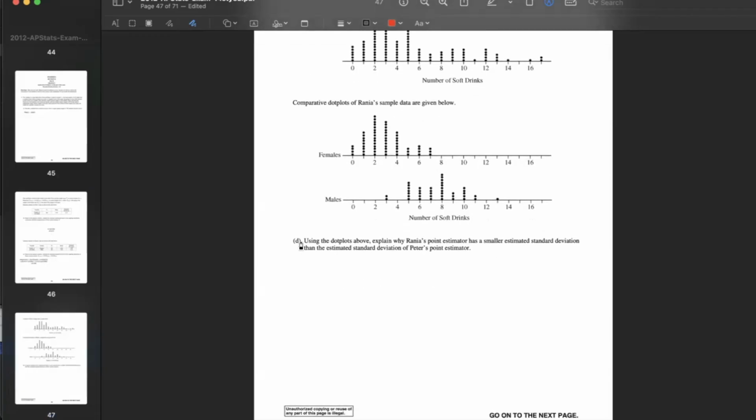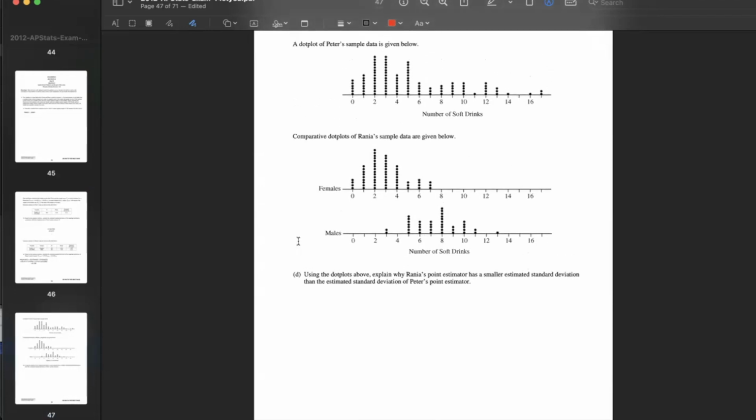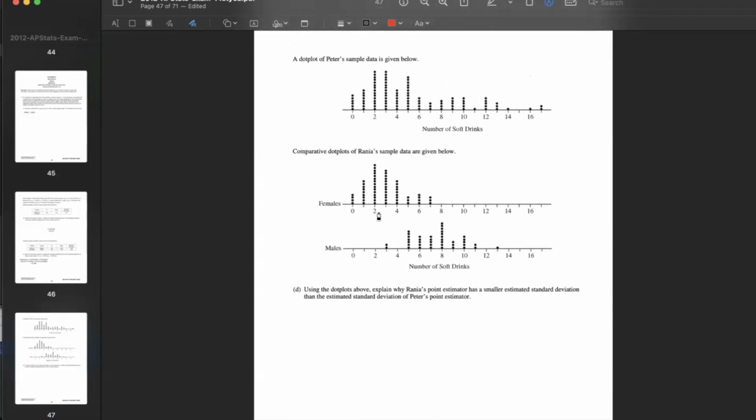All right, so for part D, you need to explain that since there is less variability within each gender in Rania's data than in Peter's data, Rania's point estimator takes advantage of this fact by sampling the two genders separately, and therefore her point estimator has a lower estimated standard deviation than Peter's point estimator.